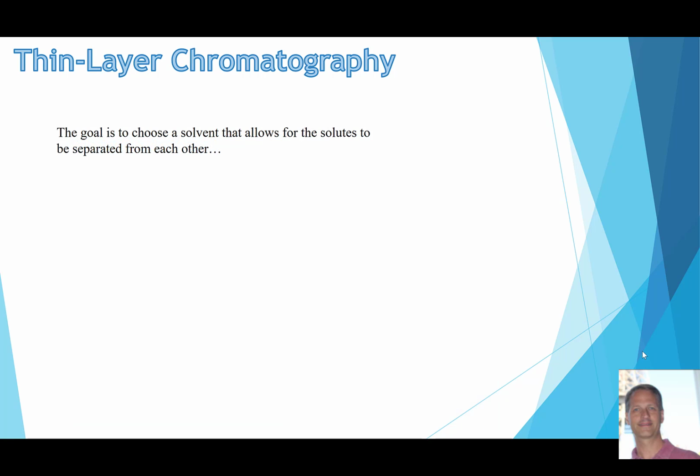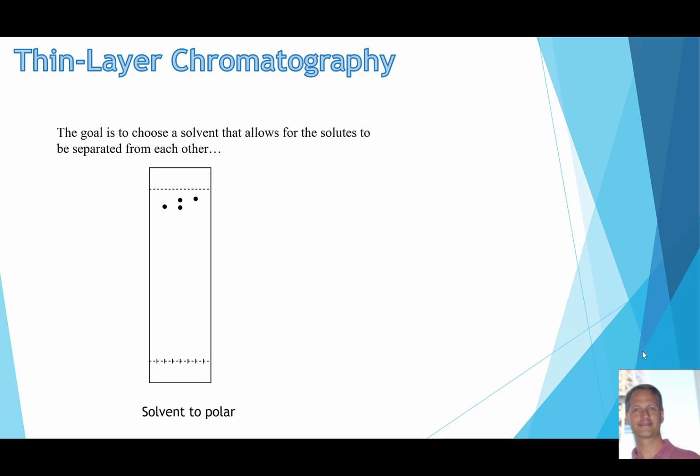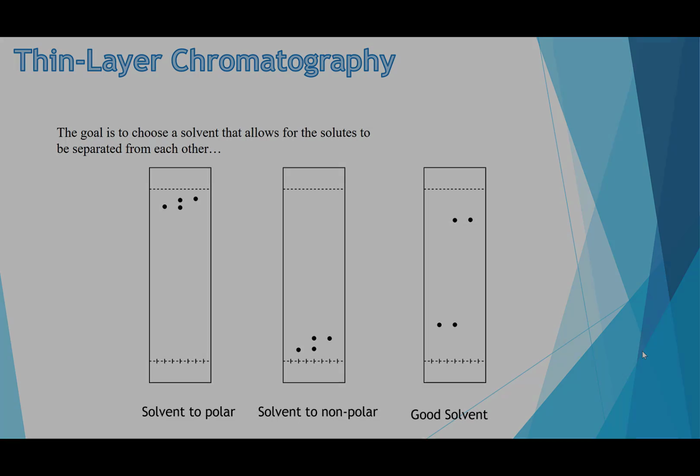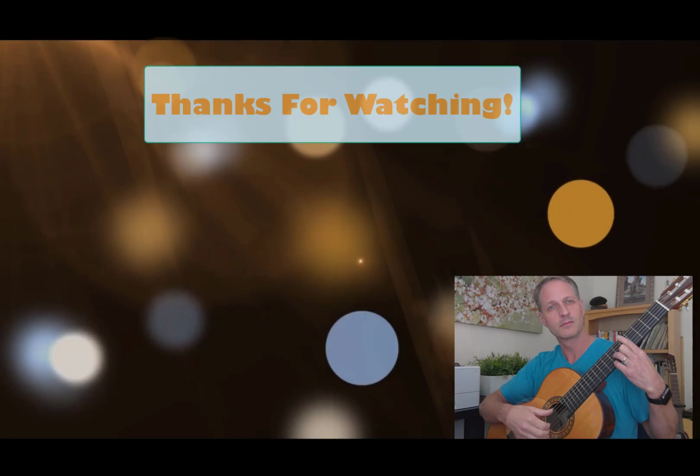Now, the goal is, again, to choose a solvent that allows for solutes to be separated from each other. So in this example, we have a solvent that's too polar. All of the spots have moved to the top of the TLC plate. Here, our solvent is too nonpolar. Spots are hanging out down at the bottom. So we find the right solvent. We can look at that table, or we can mix some solvents and try different percentages to try to get some nice Rf values. Typically speaking, in organic chemistry lab, solvents are given to you to use, so you don't have to figure this out on your own.